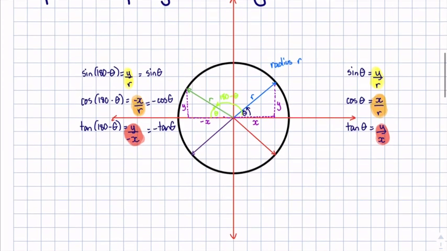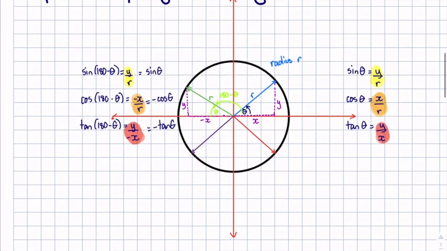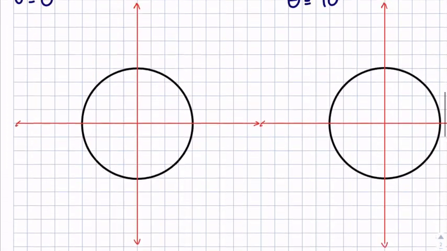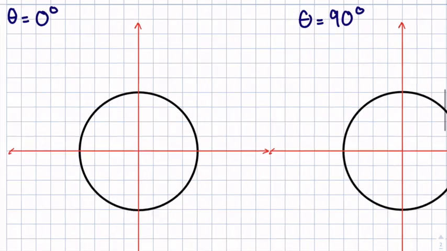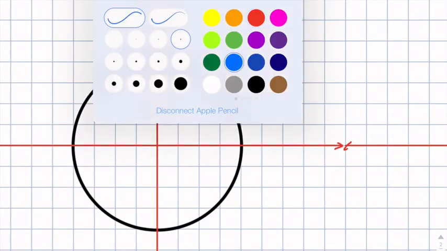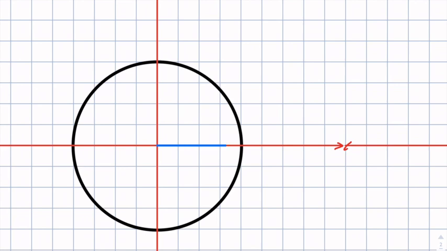Right now, we're going to talk about some very specific angles: 0, 90, 180, and 270. So for 0 degrees, theta is 0 degrees, which means we're going along like that. So when theta is 0 degrees, how far up are we going? We're not going up any. How far across are we going? Well, it's the same as the radius. And the radius is still the radius, yeah?